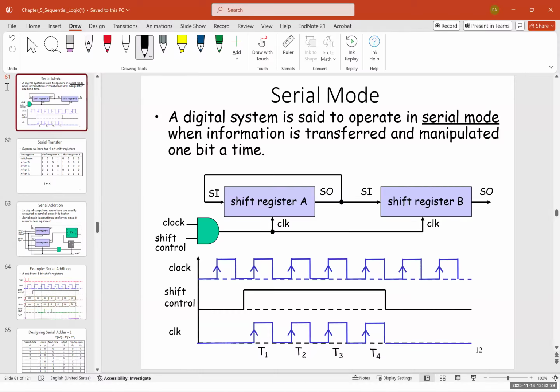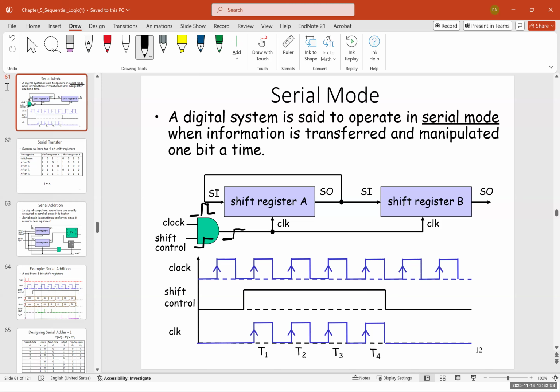Obviously, we don't have any control on the clock. We have a certain frequency. The signal on the clock is oscillating. And we have the shift control. As soon as the shift control is 1, that multiplies to the clock. And when the clock is 1 and the shift control is 1, the AND gate output would be 1.